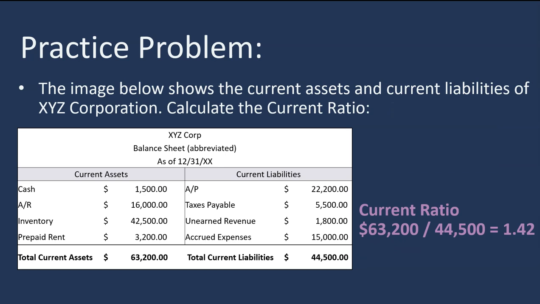And so hopefully you were able to understand that the current ratio is the current assets, 63,200, divided by the current liabilities, 44,500. And this gives you approximately 1.42.